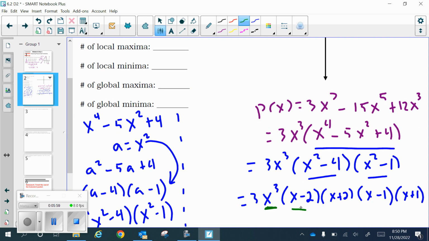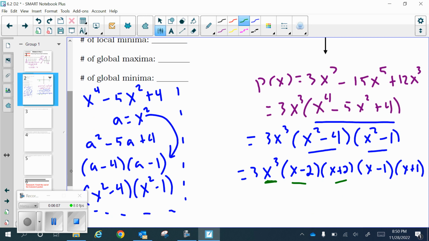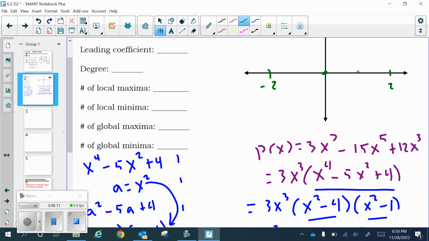x minus 2 and x plus 2 give you 2 and negative 2 respectively. So I have negative 2 and 2. And then x minus 1 and x plus 1 give you 1 and negative 1 respectively as well. So we have 1 here and negative 1 here and 0 right there. So those are all my x-intercepts, and my y-intercept actually.